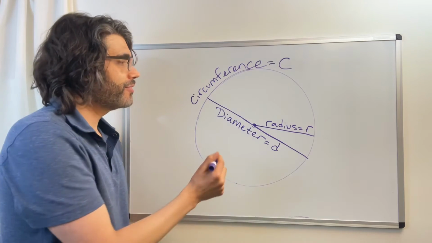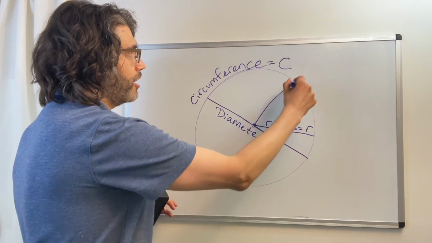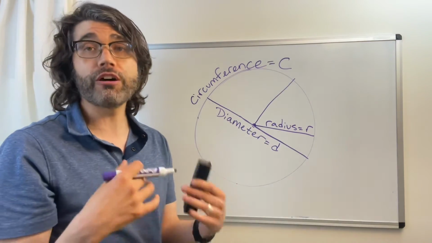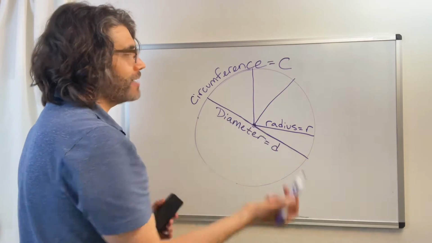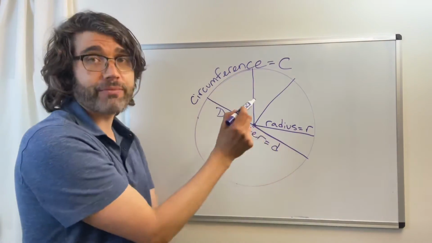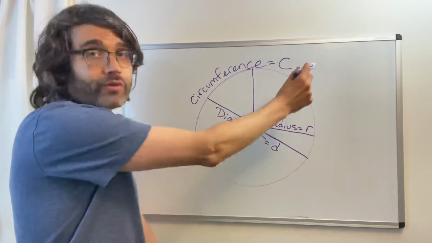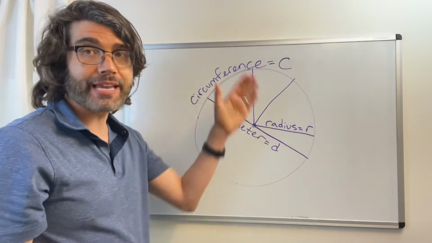By the way, there's not just one radius. The plural of radius is radii. So you can write as many radii as you want. They're all going to be the same length because they all emanate from the center of the circle and go to the edge straight out. There's likewise an infinite number of diameters that you could draw.